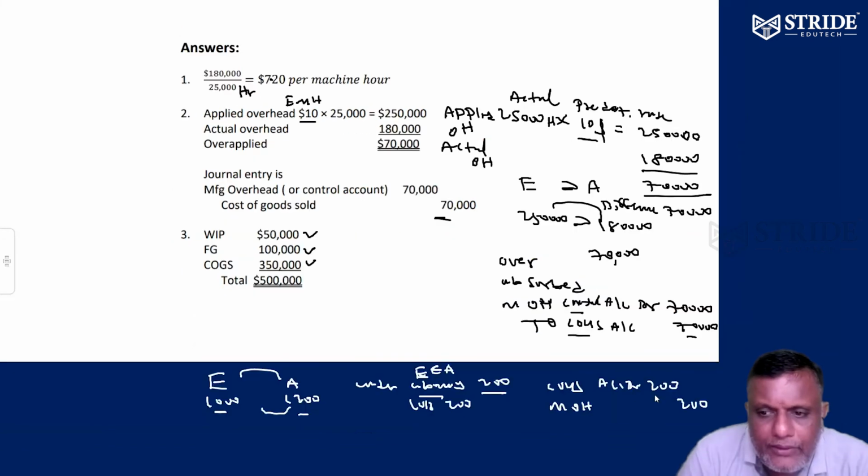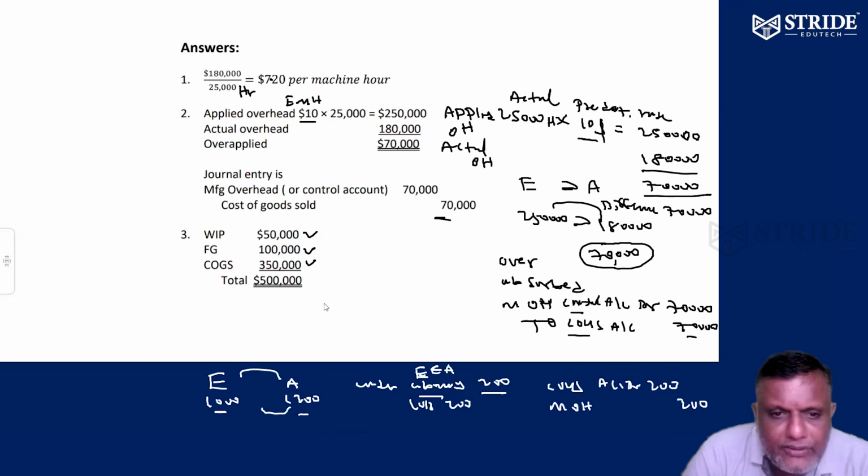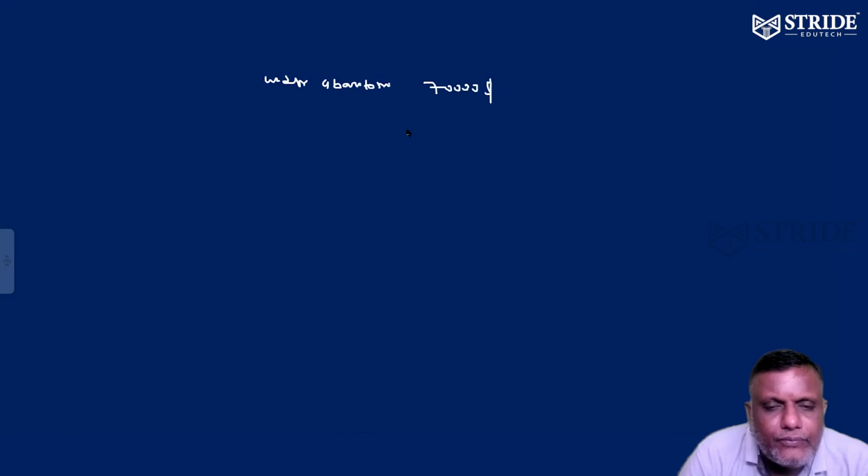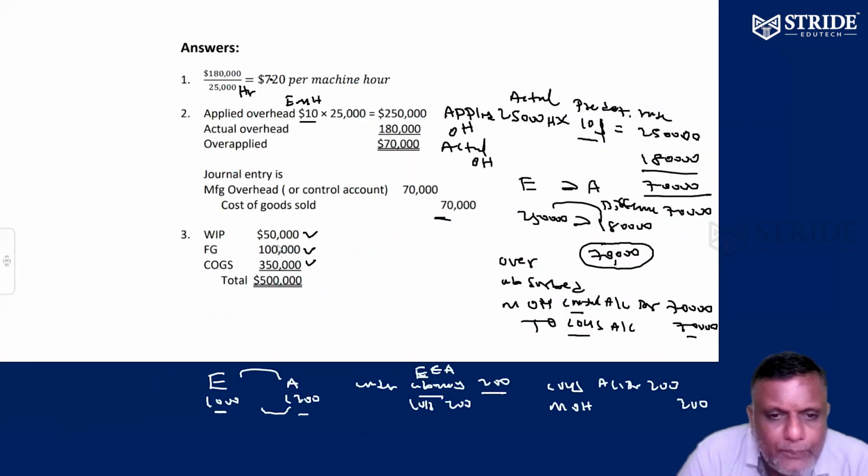So what is under absorption here? $70,000. Under absorption here, $70,000. Right. Now it should be apportioned on the basis of WIP, finished goods, and COGS.